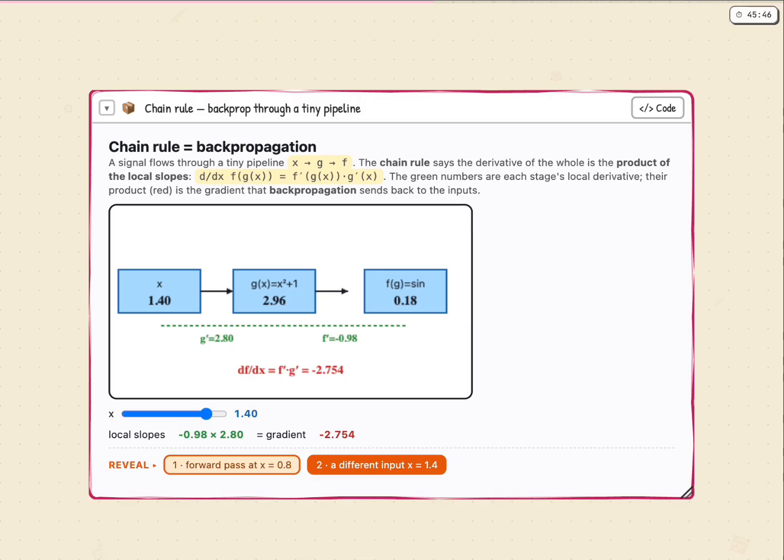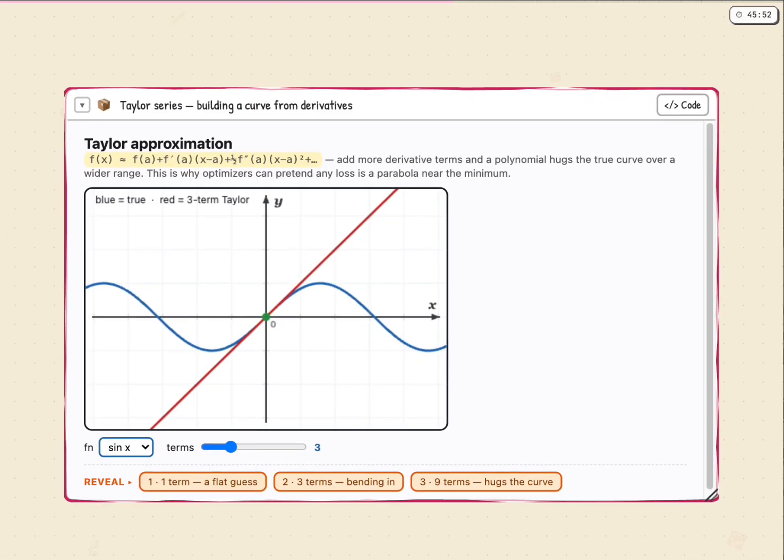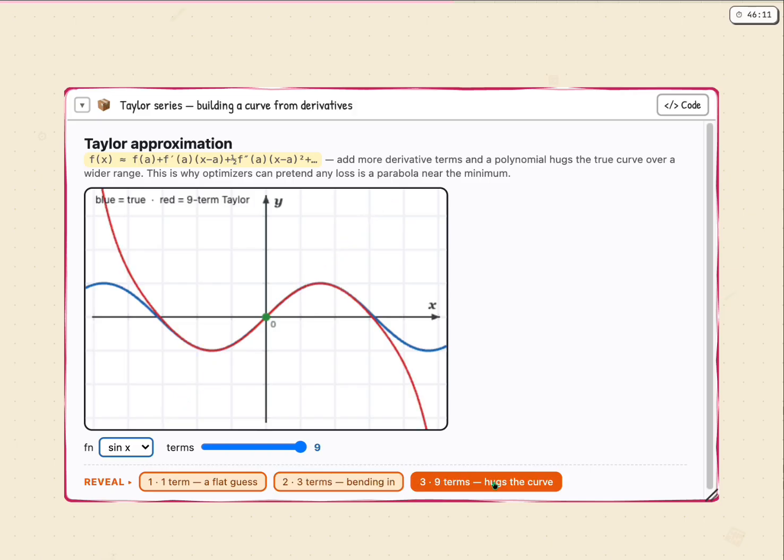Here's a small idea with big consequences. The Taylor series says you can rebuild any smooth curve using nothing but its derivatives at a single point. Start with just the value at a point. That's a flat line, a rough guess. Add the first derivative, the slope, and now you've got a tangent line that follows the curve for a short way. Add the second derivative, the curvature, and your approximation bends into a parabola that hugs the curve further.